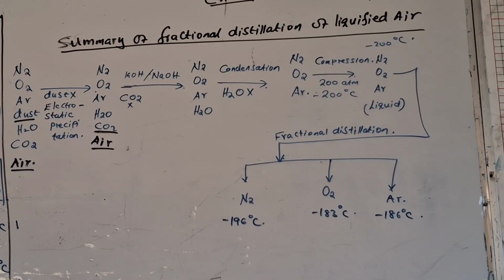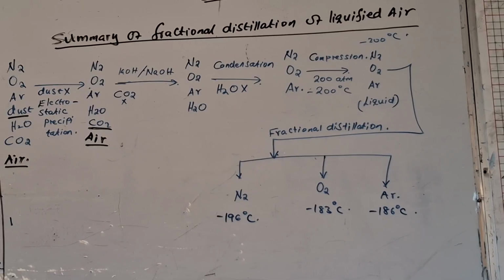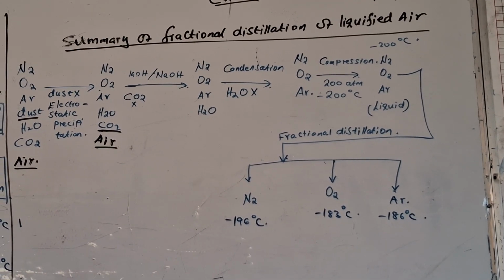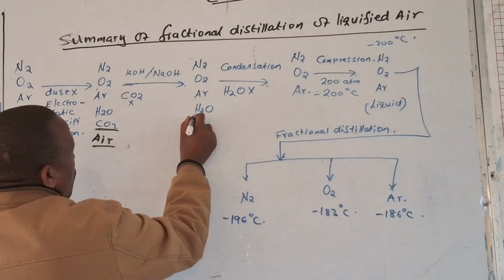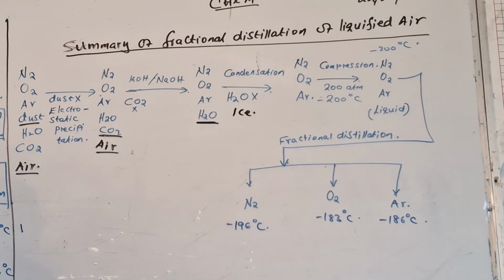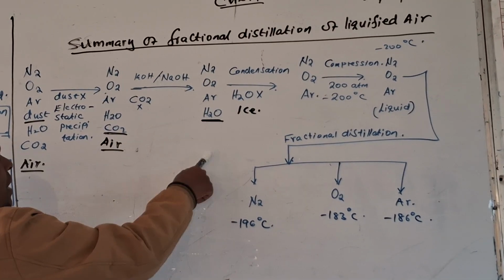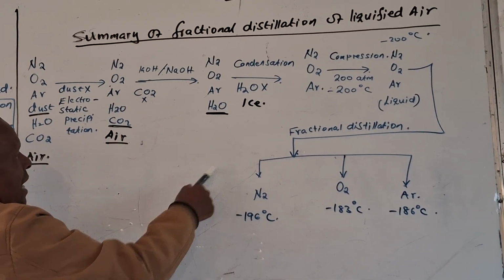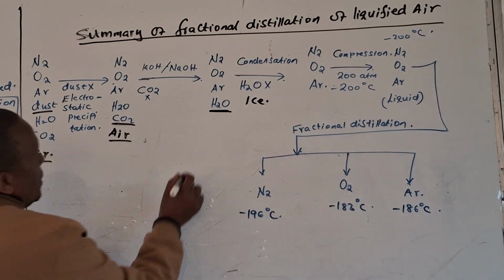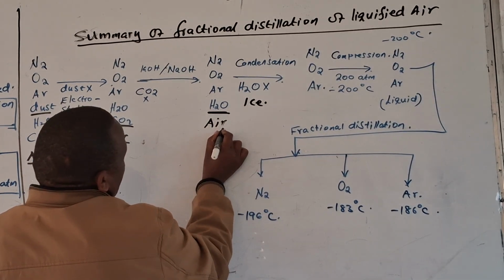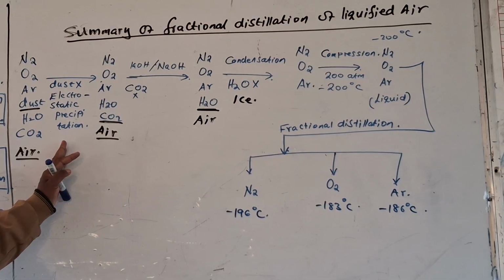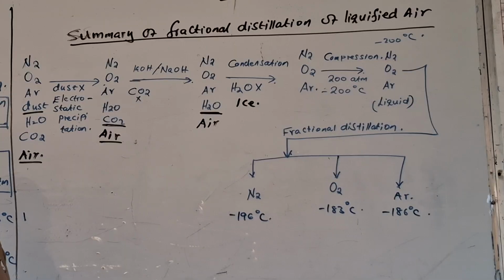How do we remove the water vapor? Through passing it through a condensation chamber, where it is condensed, and then the water is removed as ice. So we now have our air, which does not have water vapor. So this is still air, but some of the substances have been removed. Okay, that is dust, carbon dioxide, and water vapor have been removed.